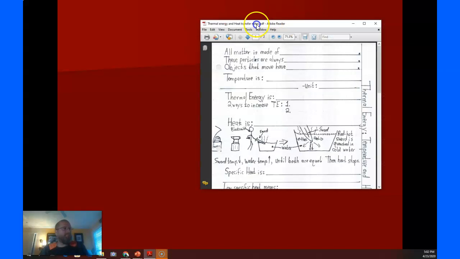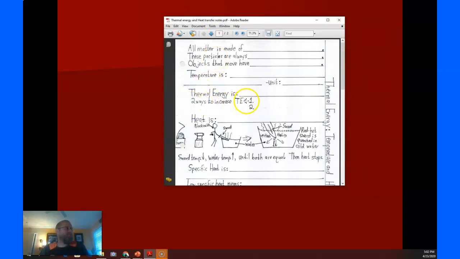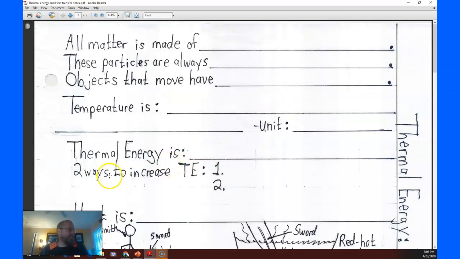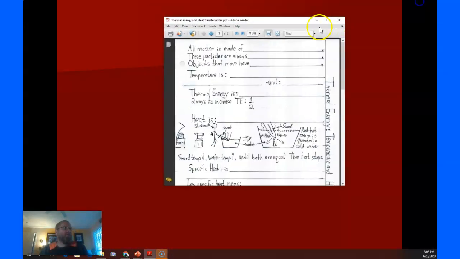Okay, so on the notes, it says something about 2 ways to increase thermal energy. 1 and 2. I'll make it bigger for those of y'all using your phone. 2 ways to increase thermal energy. 1 and 2. Okay, let's talk about them.